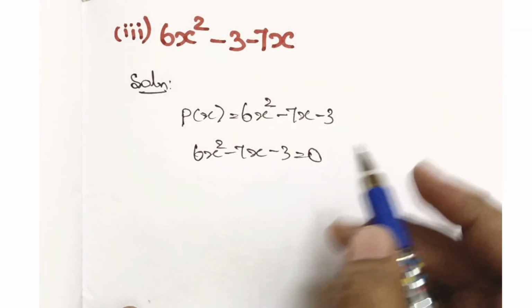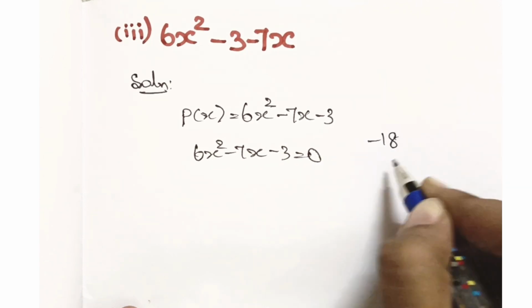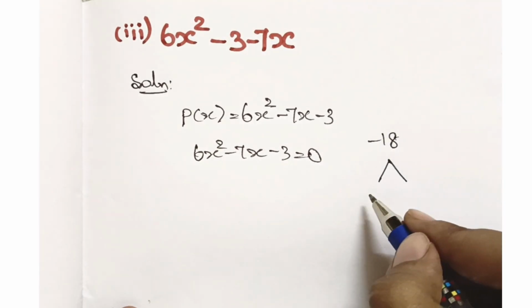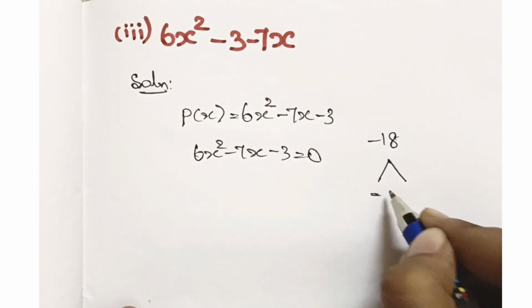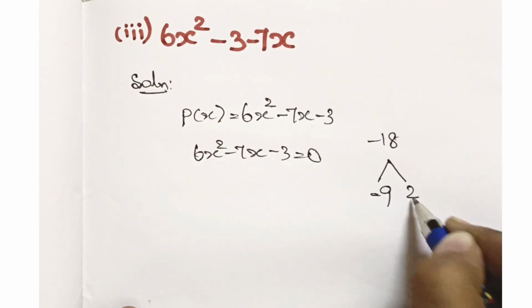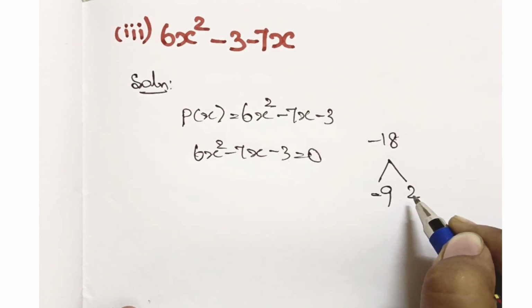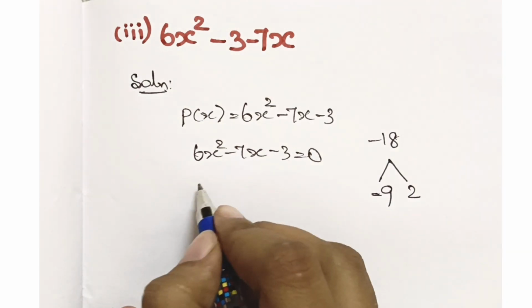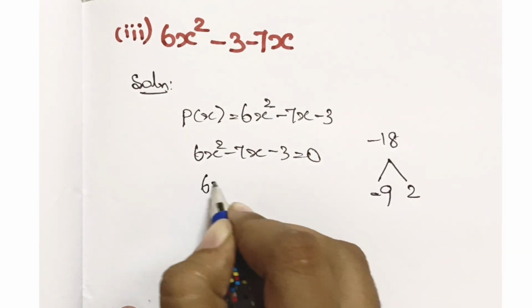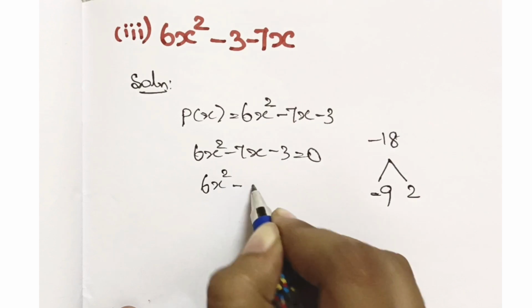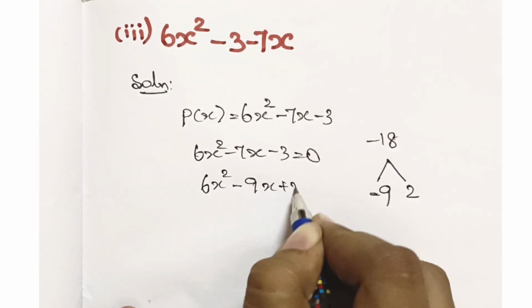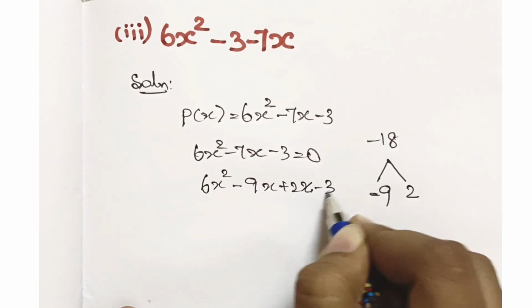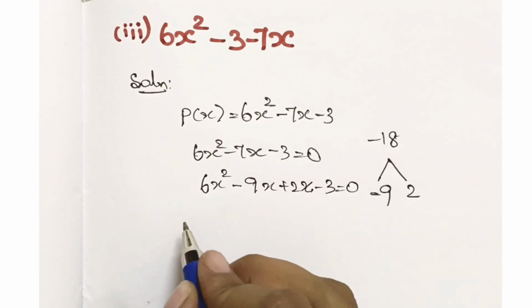6 into minus 3 is minus 18. So the two numbers are minus 9 and plus 2. When we add them, we get minus 7. So split the middle term into minus 9x plus 2x minus 3 equal to 0.